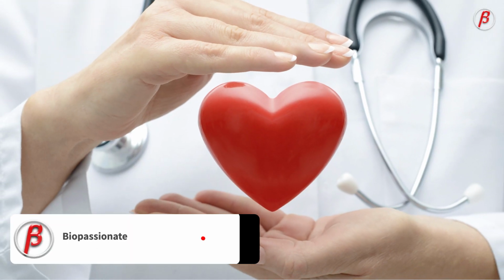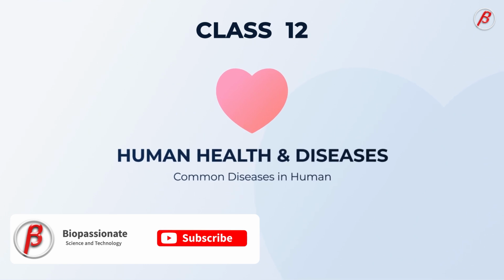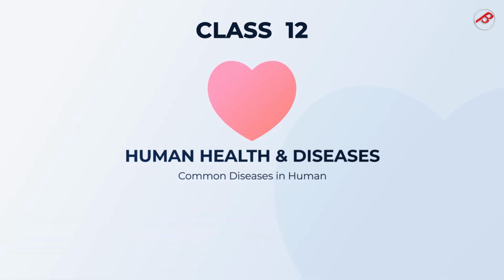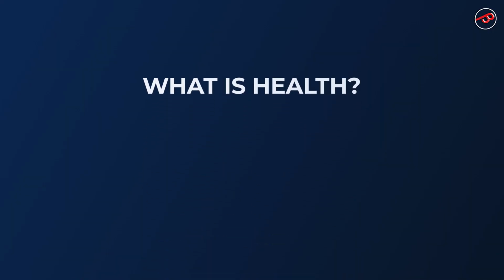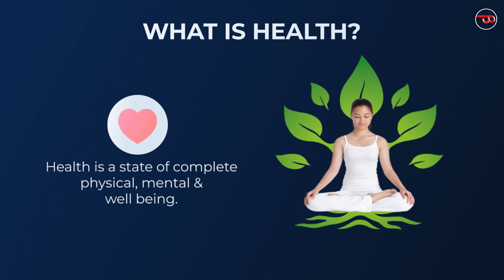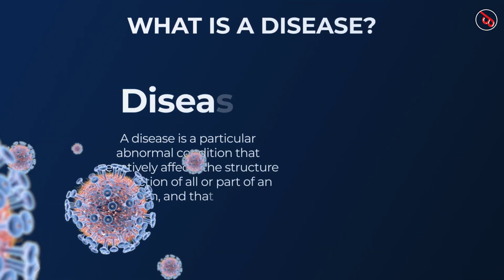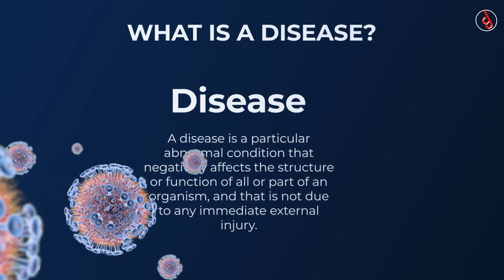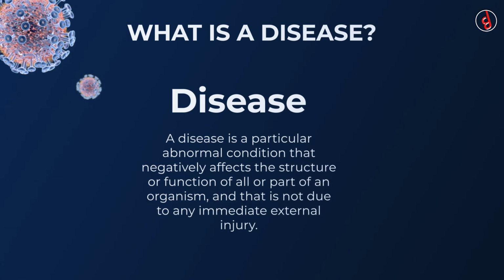In this tutorial, we're going to discuss common diseases in humans under the chapter Human Health and Diseases. What is health? Health is a state of complete physical, mental and social well-being which can be maintained by balanced diet and regular exercise. Then what is a disease? Disease is a particular abnormal condition that negatively affects the structure or function of an organism.